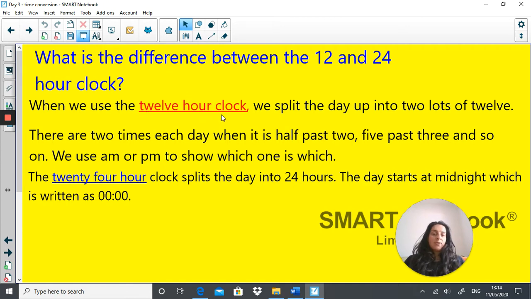Good. So what is the difference between a 12 and 24-hour clock? So when we use a 12-hour clock, we split the day up into 2 lots of 12. Remember, on the analog clock, the hour hand goes around twice. There are 2 times each day when it is 2:30, 3:05, and so on. We use AM and PM to show which one is which. A 24-hour clock splits the day into 24 hours. The day starts at midnight, which is written as 0000.